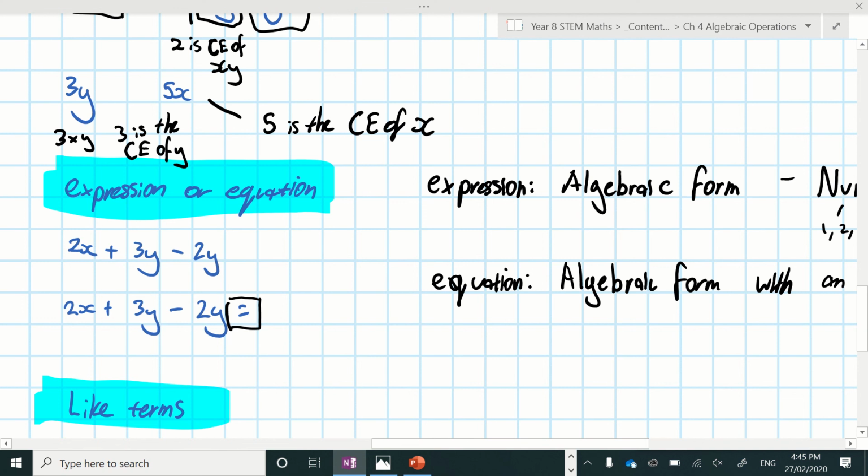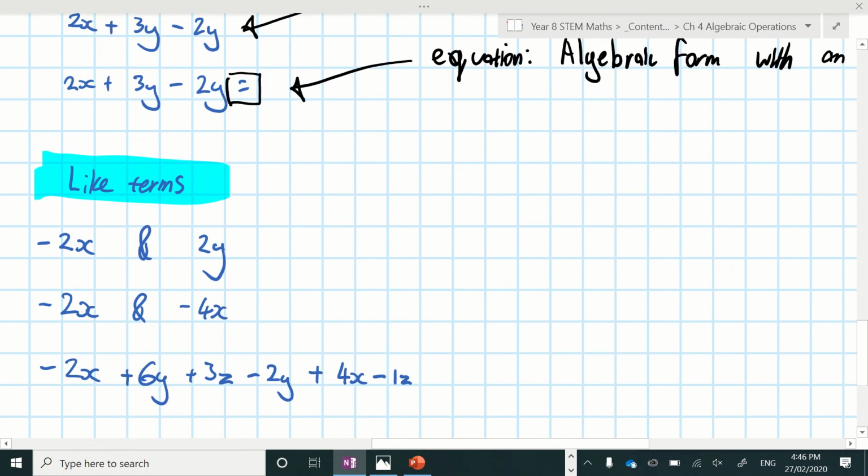On the bottom one, it's exactly the same. We've got the numbers, 2 and 3. We've got the variables x and y. And then we've also got the operations, plus and minus, but the only difference is that equation. So this one is an equation. This one here is an expression. So keep that in mind.